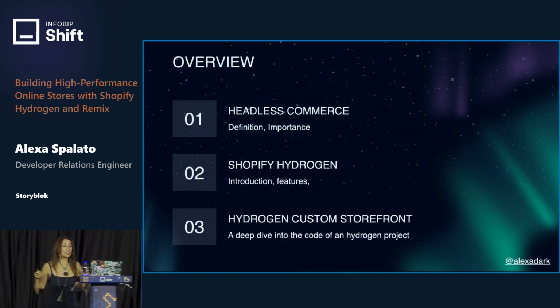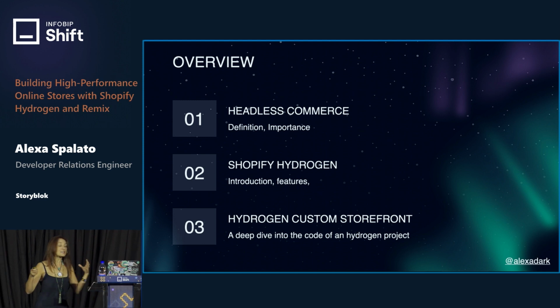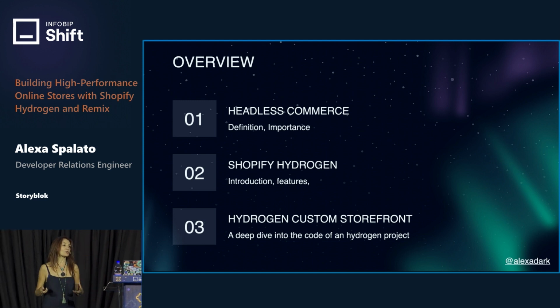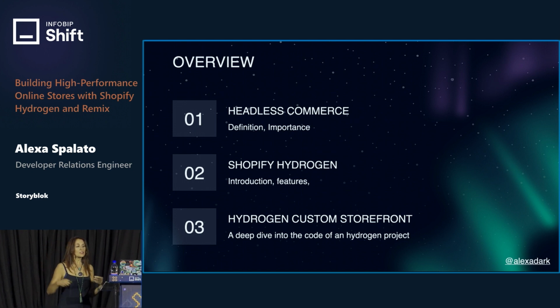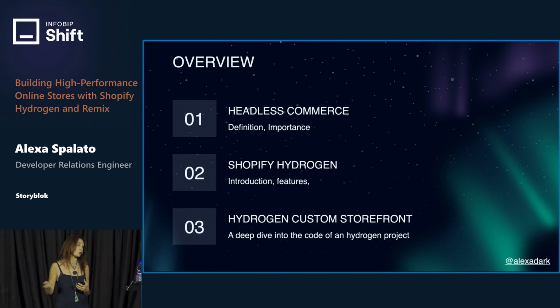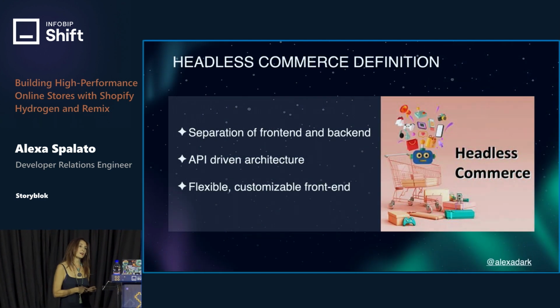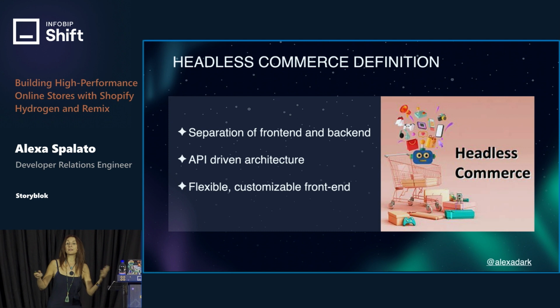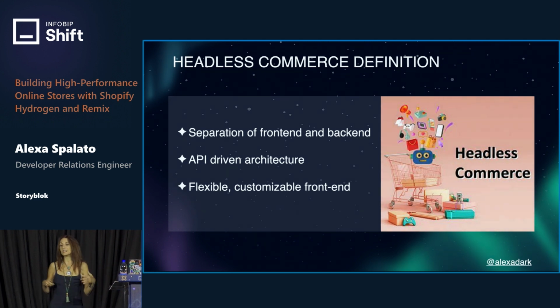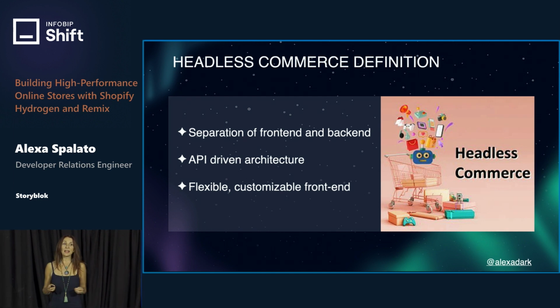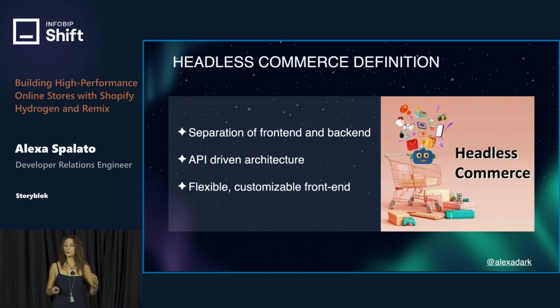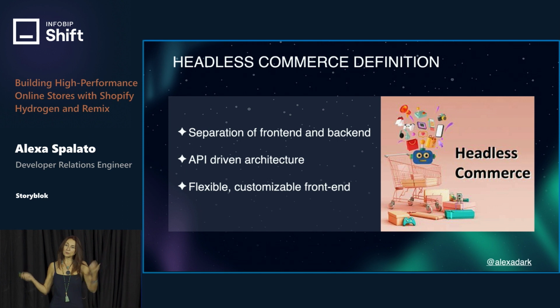Okay, so first we will see what is headless commerce, why it is important, what is Shopify Hydrogen, its features, and finally we will dive into the code of a Hydrogen project. So headless commerce means the separation of the back-end and the front-end, and this is achieved thanks to an API-driven architecture which allows for a flexible and customizable front-end experience.